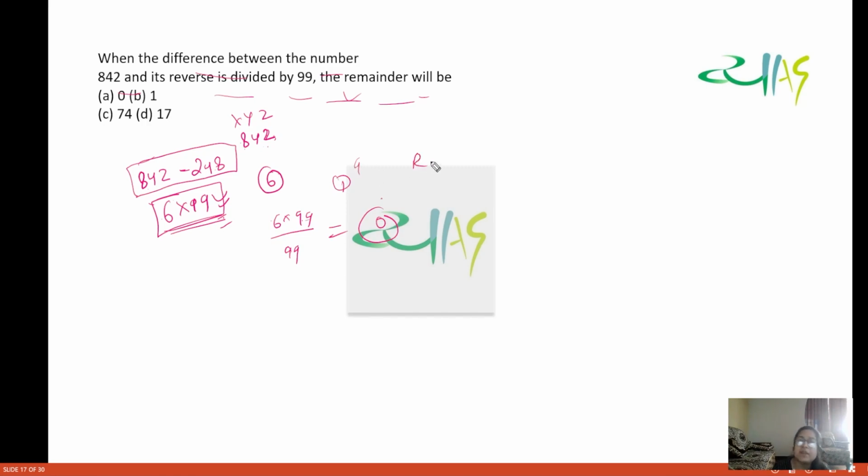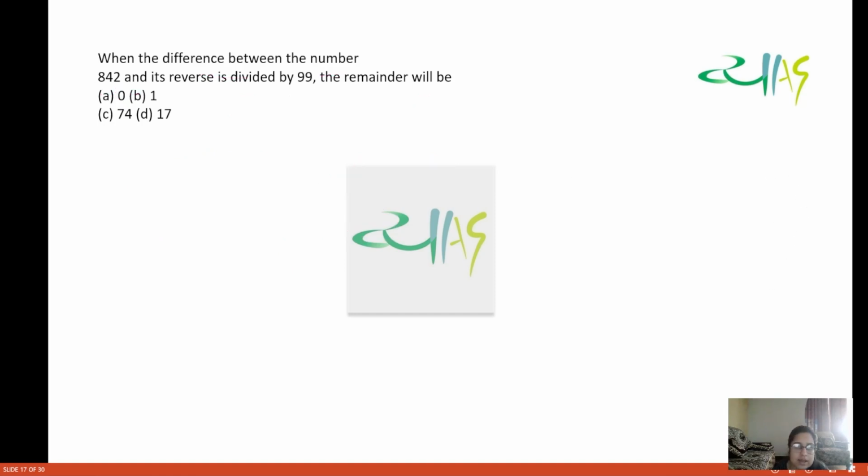The quotient will be an integer, remainder will be 0. Obviously 0 is the answer. Okay, obviously 0 is the answer. Now let's move forward.